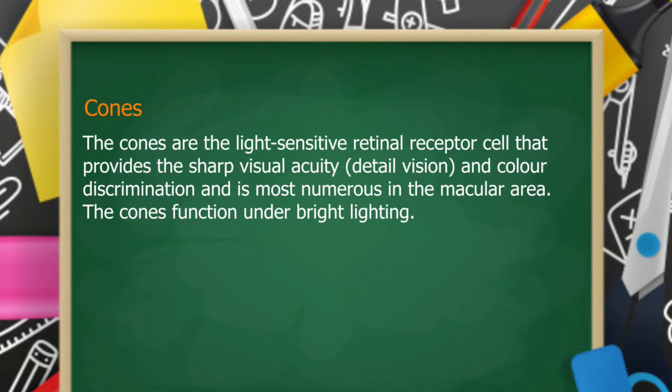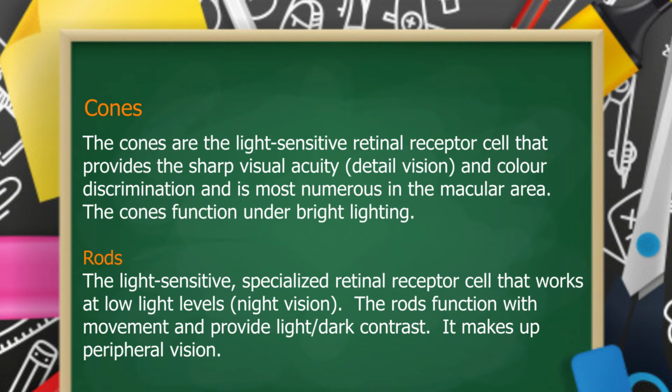Okay, now let us look at cones. The cones are the light-sensitive retinal receptor cells that provide the sharp visual acuity, which is detailed vision, and color discrimination, most numerous in the macular area. They function under bright lighting.